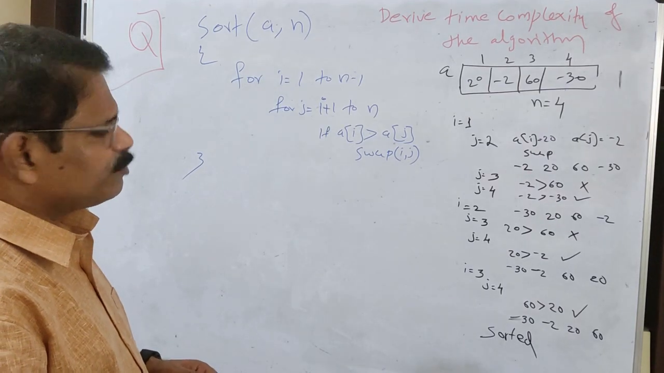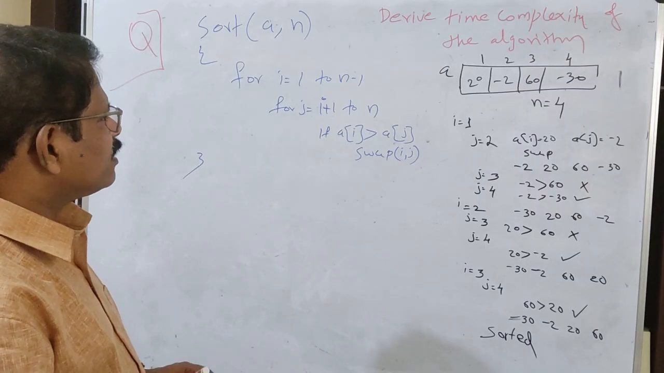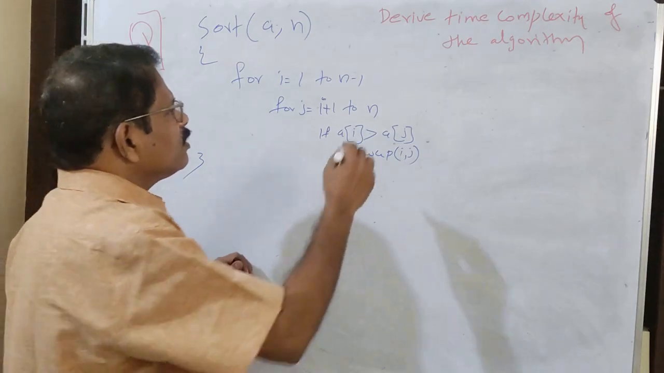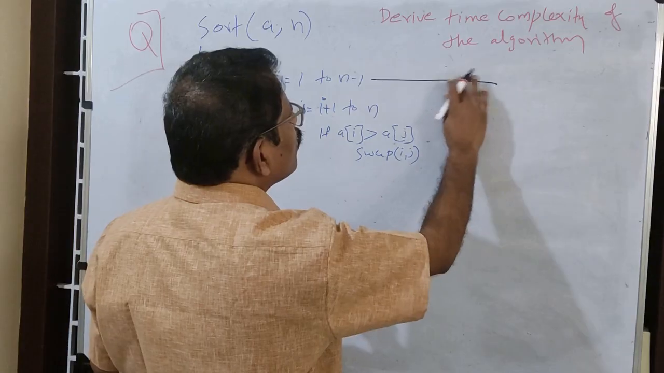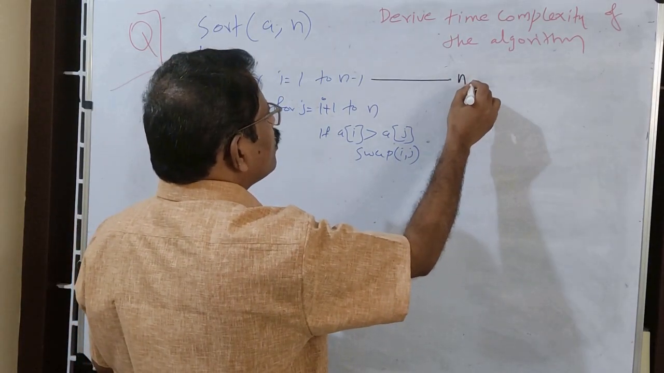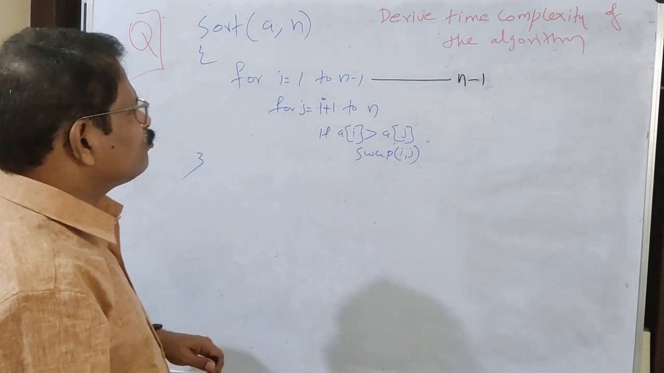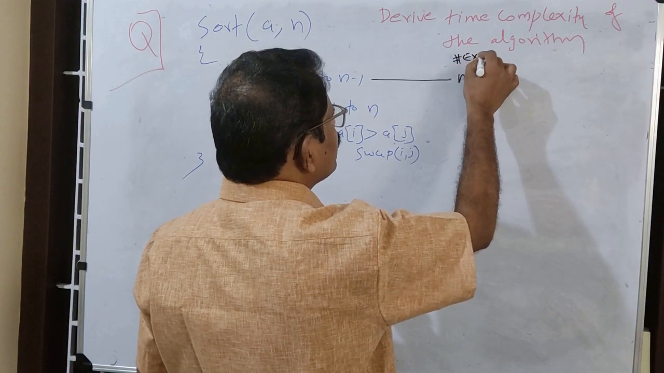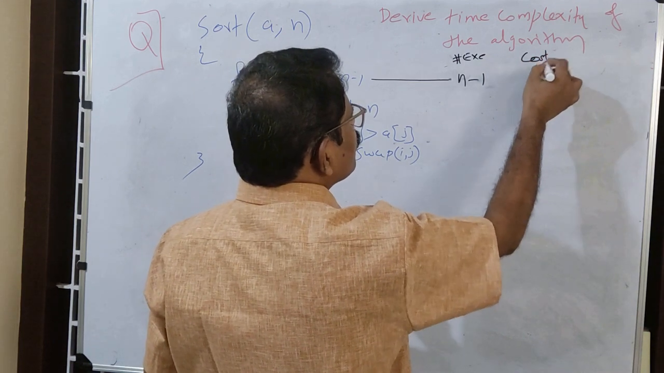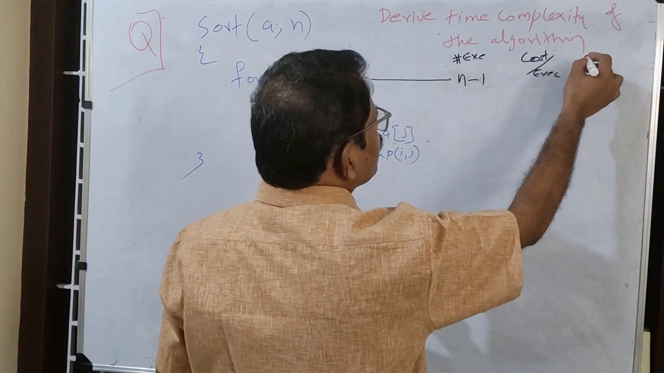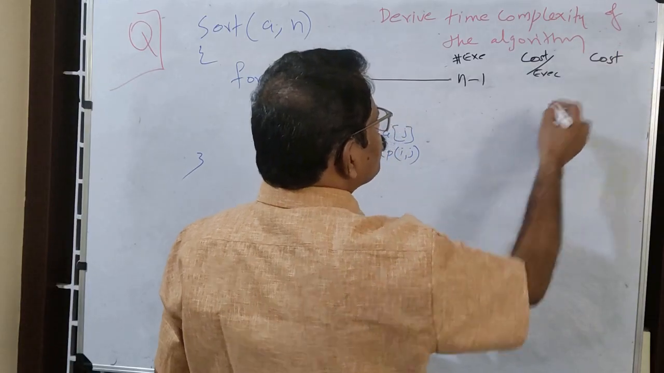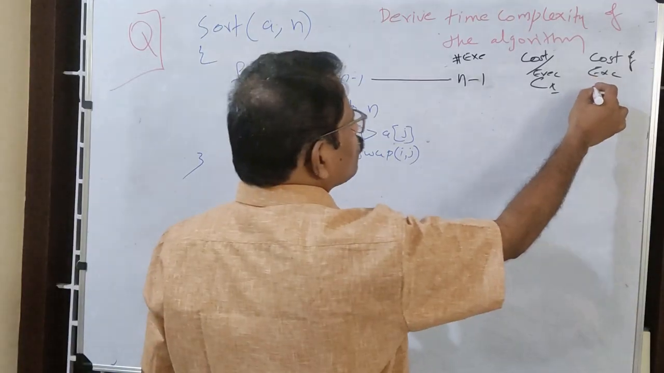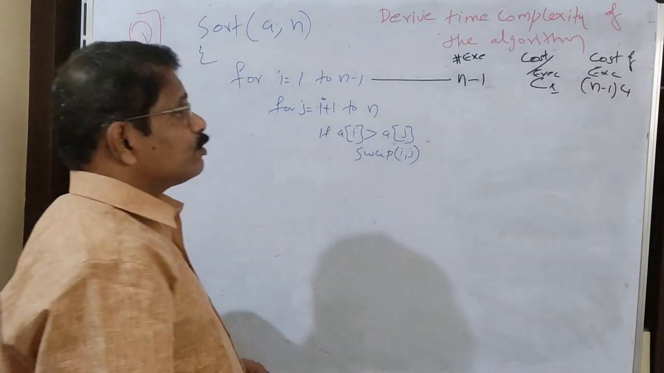Next is how many times each statement works. That is the next thing. For I equals 1 to n minus 1, this will work 1 to n minus 1, so we have n minus 1 times. This is the number of executions, then the cost per execution. Let us assume its cost is C1. So the cost of execution will be n minus 1 times, so it is n minus 1 into C1.